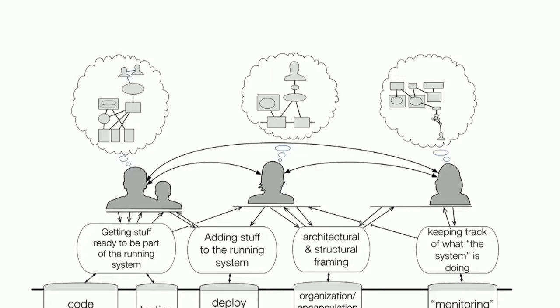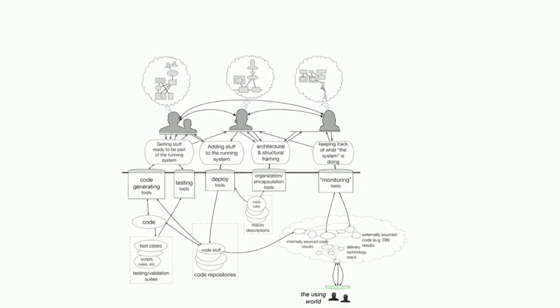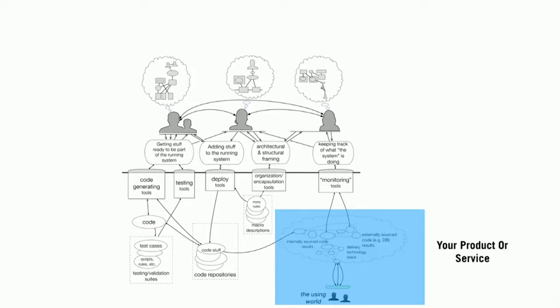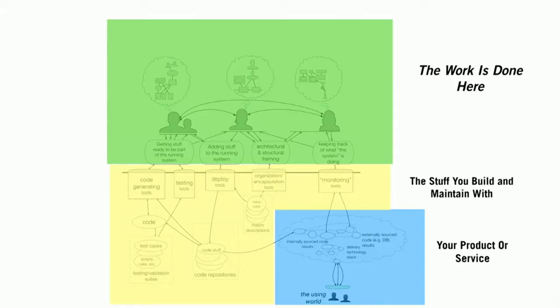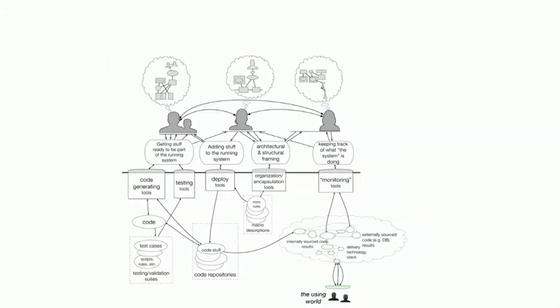Now you'll notice that each one of these people has some sort of mental representation of what that system is. And if you look more closely, you'll see that none of them are the same. By the way, that's very characteristic of these types of roles. Nobody has the same representation of what is below the line. So to summarize, your product or service is here, this is the stuff you build and maintain it with, and here's where work actually happens. This is our model of the world, and it includes not just the things running there, but all of you, the activities you're performing, and the cognitive work you're doing to keep that world functioning.